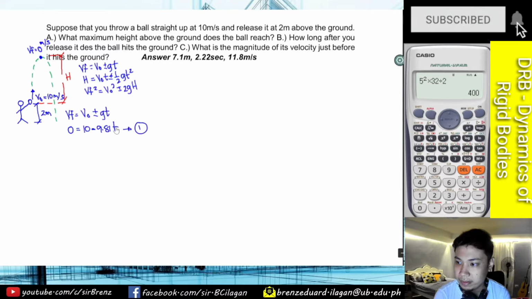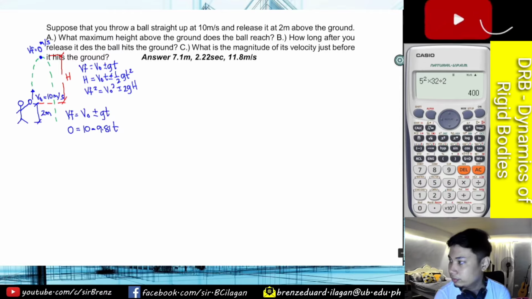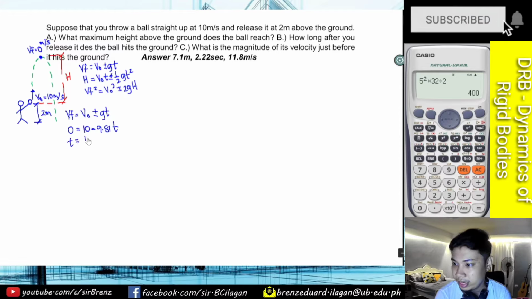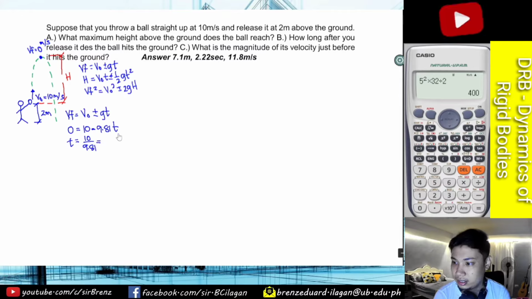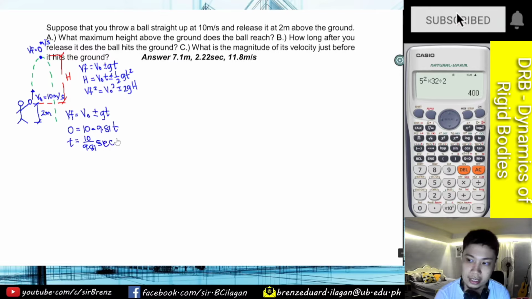So simplify na pala muna natin. Sige, simplify natin. So isolve natin siya in terms of time. So that is 10 over 9.81. May makukuha na pala tayong value. O sige, yan na lang muna, para buo, seconds. Yan na lang isaksak natin doon.